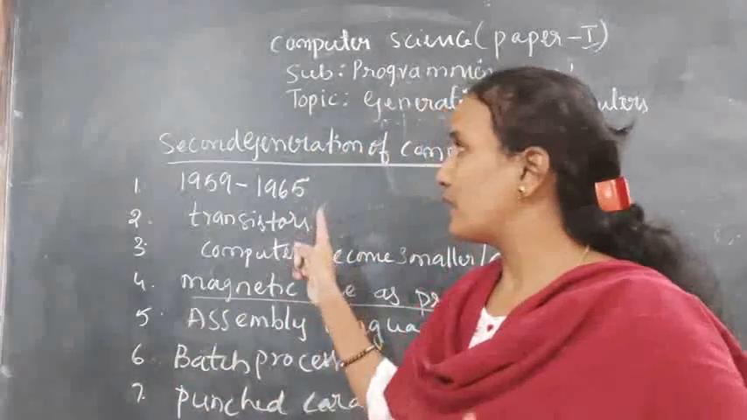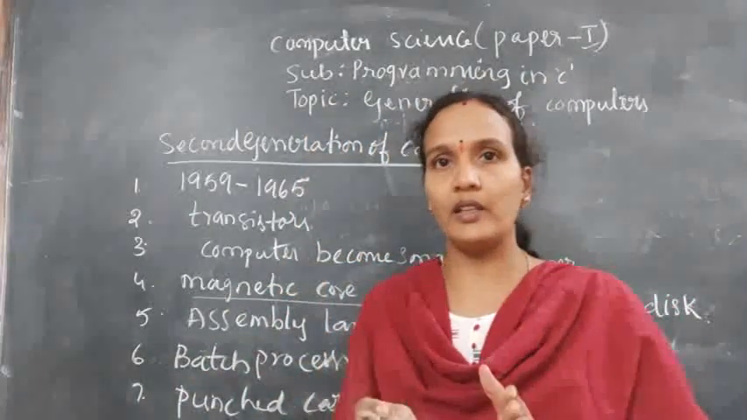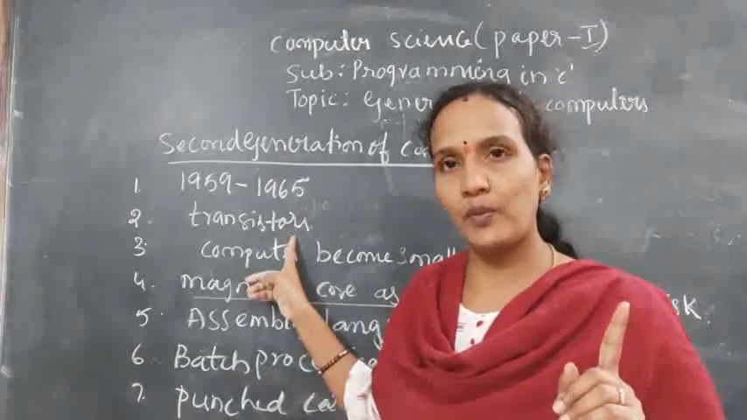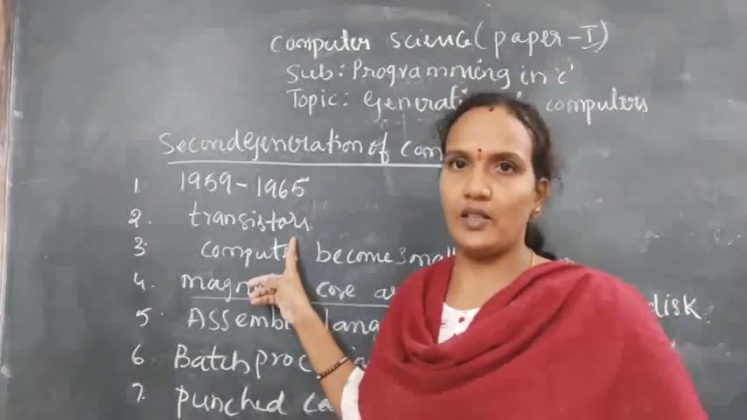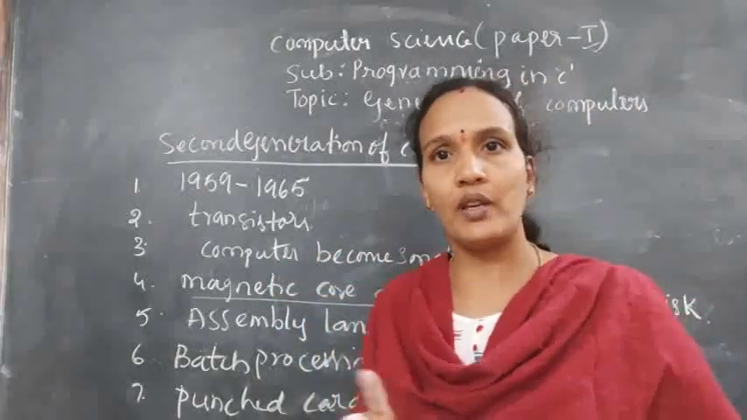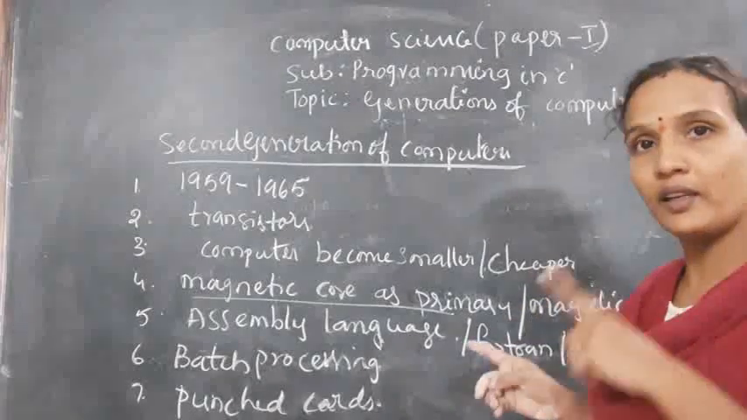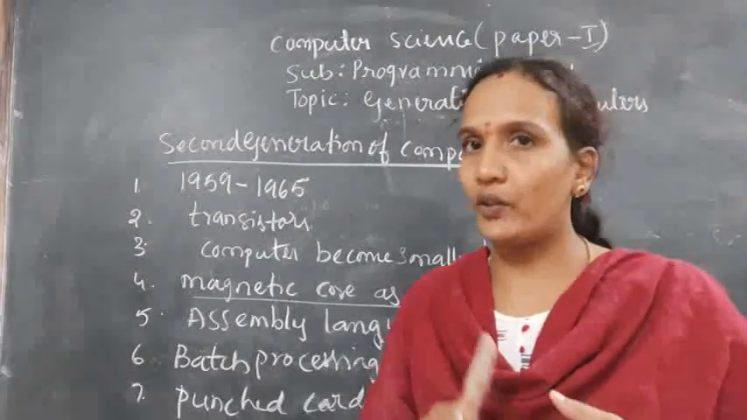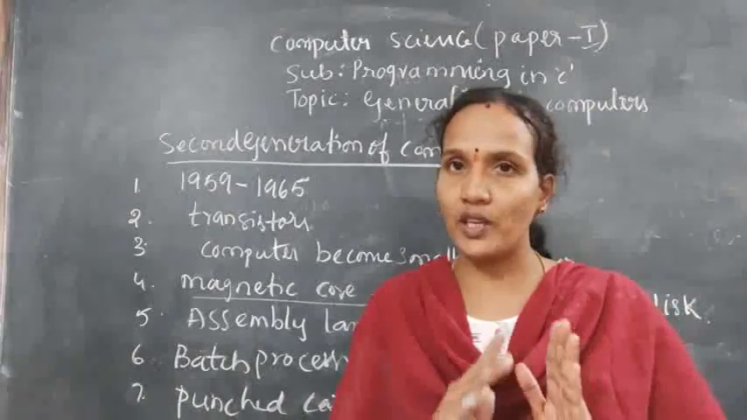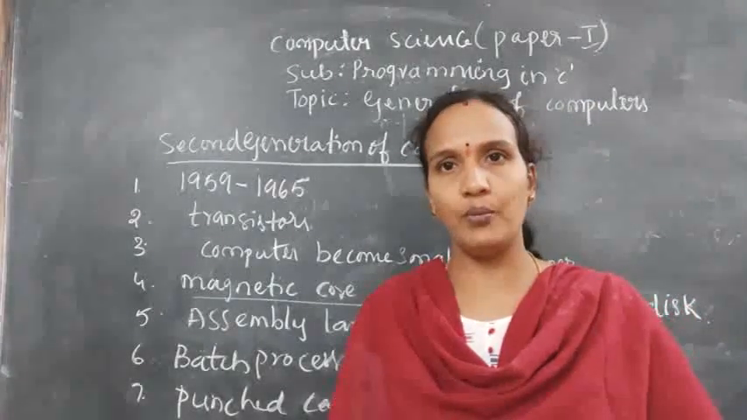The only thing you need to remember is the technology. In the first generation they used vacuum tubes, in the second generation they used transistors. In the first generation they used magnetic drum for storage, and in the second generation they used magnetic tape for storage. In both the first and second generations, punch cards were used as an input device.